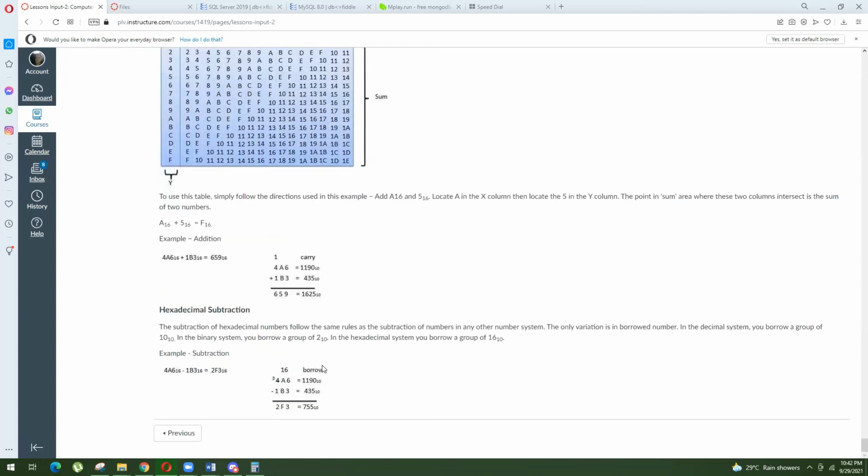For the subtraction part, we have here 6 minus 3 is 3. A minus B cannot be. So we borrow 1 from 4. So this becomes 3. Then this becomes plus 16. So 9, 10, 26. Then 26 minus B.